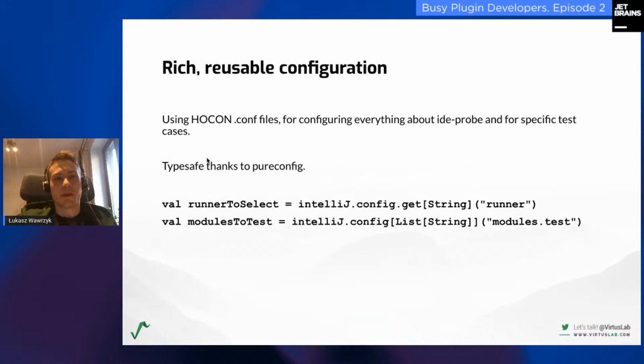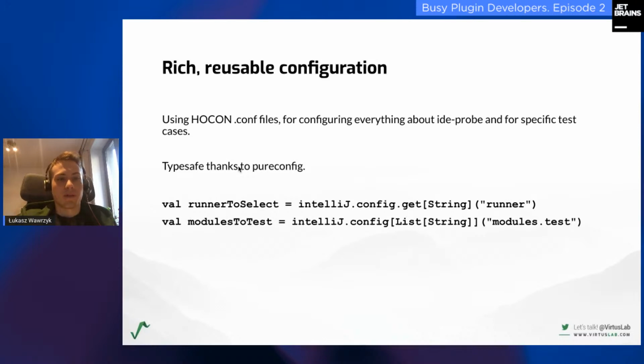Okay, we have a rich reusable configuration. We're using HOCON. This is Human-Optimized Config Object Notation. So it's a superset of JSON and Java properties, and it is used for configuring everything in ide-probe. And also some specific configs for test cases can be put there as well. But you don't have to use config files. You can configure everything from code as well if you want. But I think it's more convenient from these files.